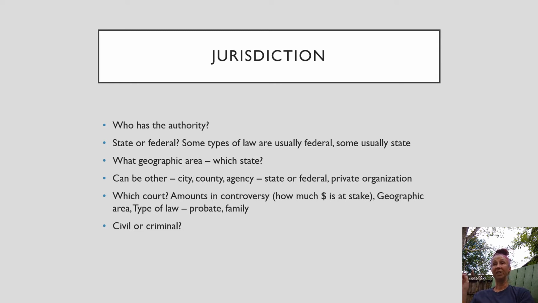What geographic area, so which state it is, or which federal circuit it's in. And then it can be other, so it could be city, county, it could be an agency that has the jurisdiction, and that could be state or federal, and it could also be a private organization that has jurisdiction, which is a really weird thing. But we have lots of private organizations that are self-policing and that police different types of behaviors. So the best example is securities exchanges. The securities industry polices itself. The federal government and federal agencies police it as well, but they have their own rules and they are self-policing, and that's true of other fields as well.